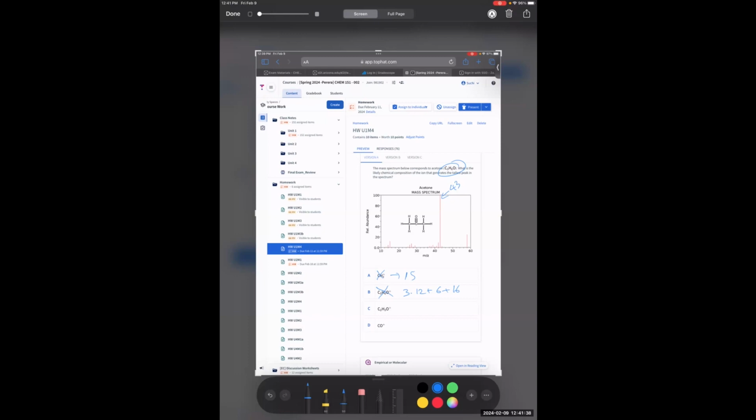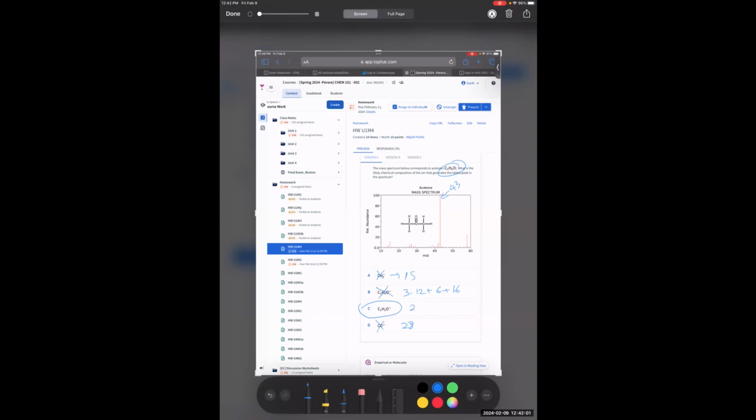And then, I like C, but let's come back to C. Option D is easy. 12 plus 16 is 28, because carbon is 12, oxygen is 16. That should be 28, so that's not it. Therefore, this should be our answer, but we can verify that as well.